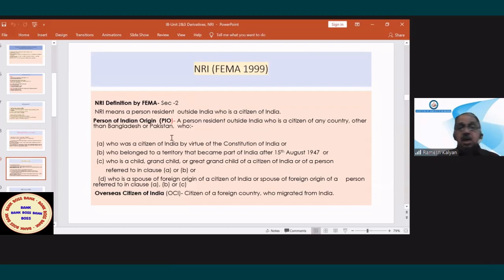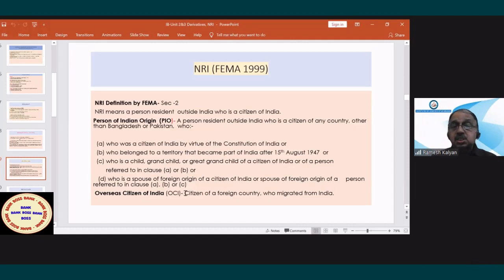Another change is that earlier PIO was defined as whoever is holding an Indian passport. Now that is taken away. Now it is defined for the preceding generation: whoever is of Indian origin, suppose a person whose father or grandfather or father's grandfather was a citizen of Indian origin, naturally this person also will become a person of Indian origin. And most important, his spouse automatically also will become a PIO.